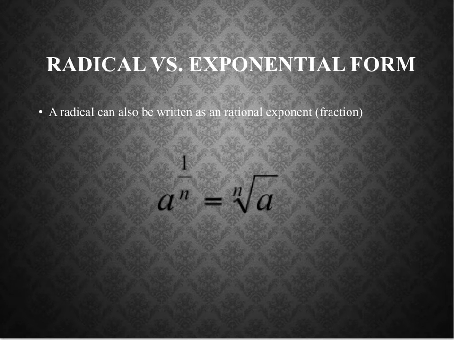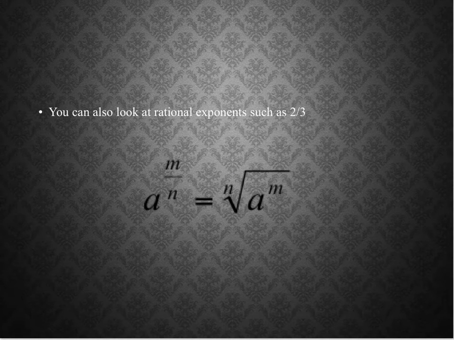To restate this new piece of information, a radical can also be written as a rational exponent, which means it can be written as a fraction. So a to the 1 over n is equal to, or the same as saying, the nth root of a. You can also look at rational exponents that have a numerator other than 1. For example, if you have some number a raised to the m over n, your n becomes the index of your radical, whereas your m becomes the exponent inside the radical.